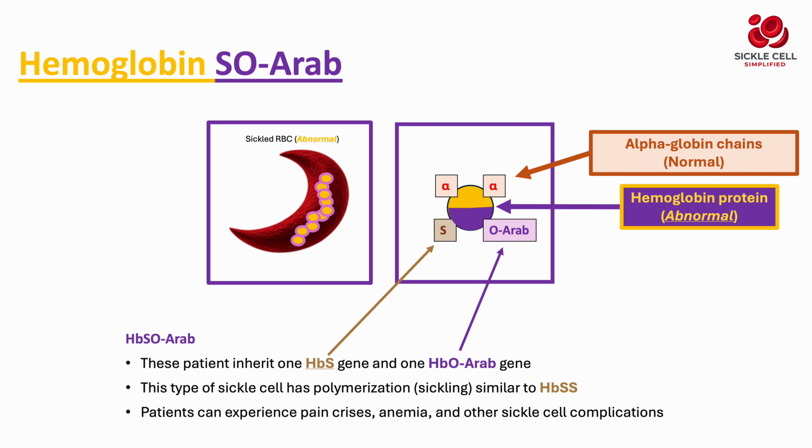Lastly, we'll talk about hemoglobin SO-Arab disease. I haven't seen a ton of this type of sickle cell, but it definitely is out there. Here, the patients inherit one hemoglobin S gene from one parent and another hemoglobin O-Arab gene from the other parent. This type of sickle cell has polymerization, or sickling, similar to a hemoglobin SS patient. These patients can still experience pain crisis, anemia, and other complications of sickle cell.